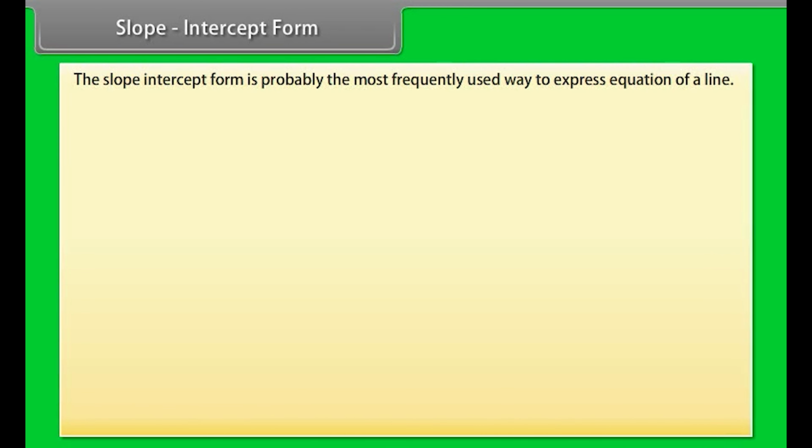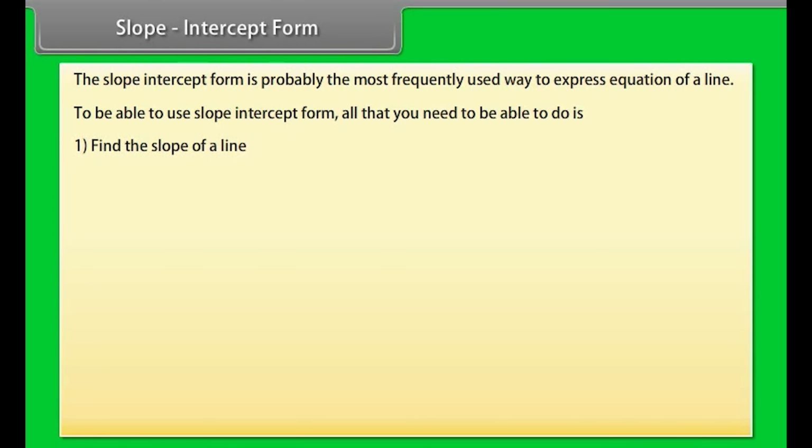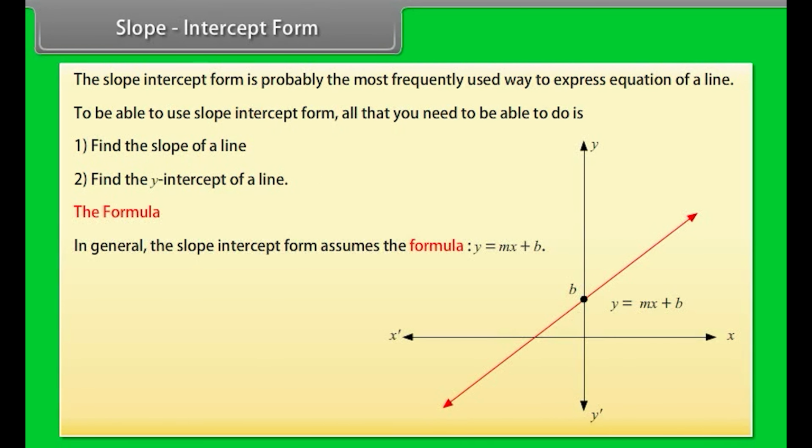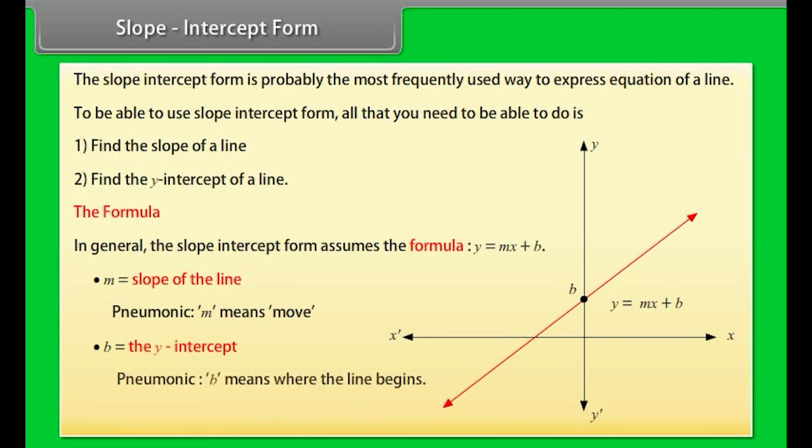Slope-intercept form. The slope-intercept form is probably the most frequently used way to express equation of a line. To use slope-intercept form, all that you need to be able to do is find the slope of a line and find the y-intercept of a line. In general, the slope-intercept form assumes the formula y = mx + b, where m is the slope of the line and b is the y-intercept.